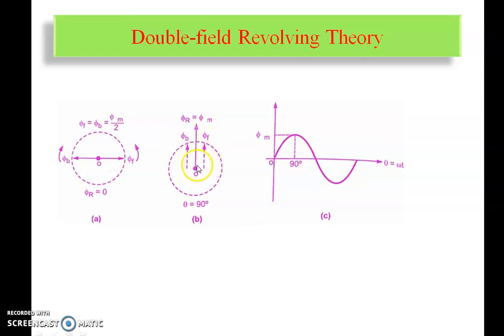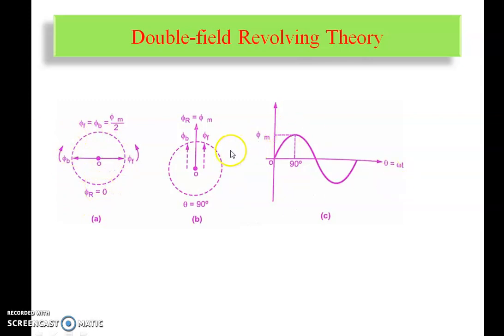Both are similar. I know that phi m is equal to phi f plus phi b, that is, the forward flux plus the backward flux. So I got phi m here as maximum because phi f and phi b have the same directions. Here you can assume that both have opposite directions. Both magnitudes are the same, but both have opposite directions. So here the net resultant flux will be 0. I call phi r equals 0.